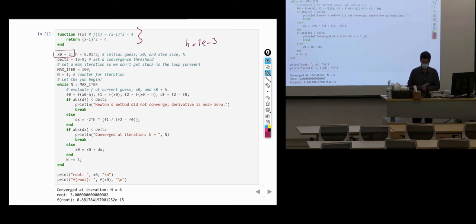I leave the delta same for convergence. I need a max iteration. I need a counter because I want to know how many iterations it takes for the algorithm to converge. So the first step, what I do, I evaluate the slope. Given that I know I am at x0 right now, I'm evaluating each of these terms, right? F of x0 minus h, f of x0 itself, f of x0 plus h, my delta f, right? Which is a difference based on the naming that I use, is f2 minus f0.